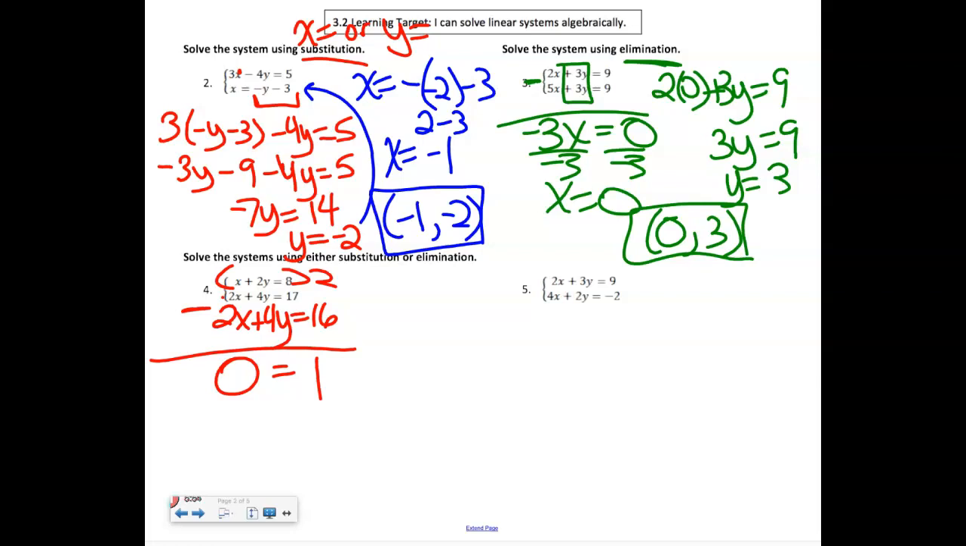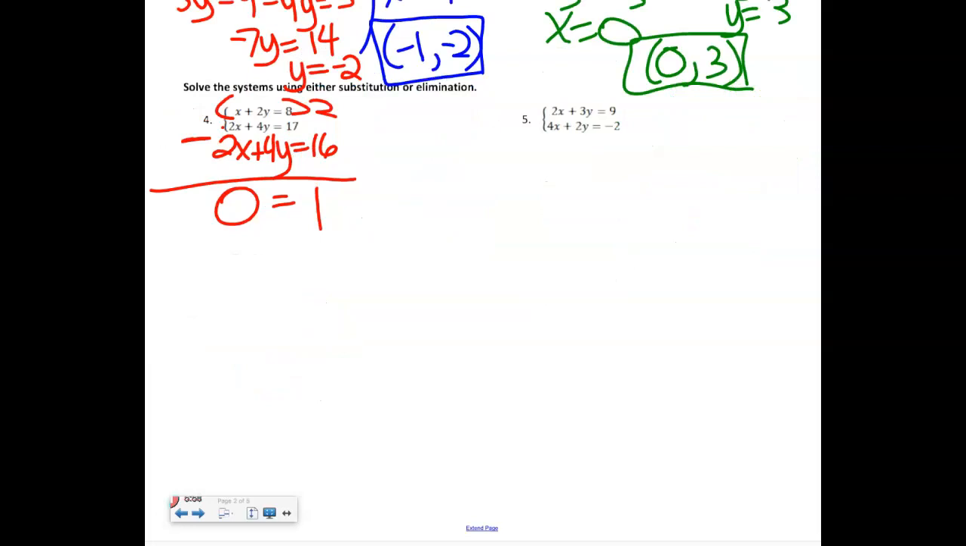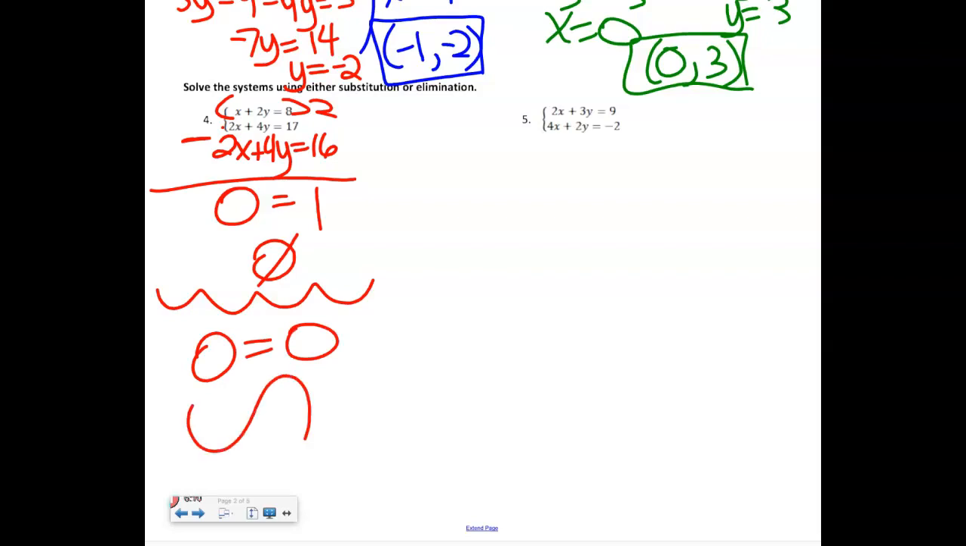Now, all of my variables canceled, and I'm left with a statement that is false. So that means our answer is going to be no solution. Okay. If on your test you are left with something true, like 0 equals 0, reminder, you will write to me infinitely many solutions. So that's the difference between those two.